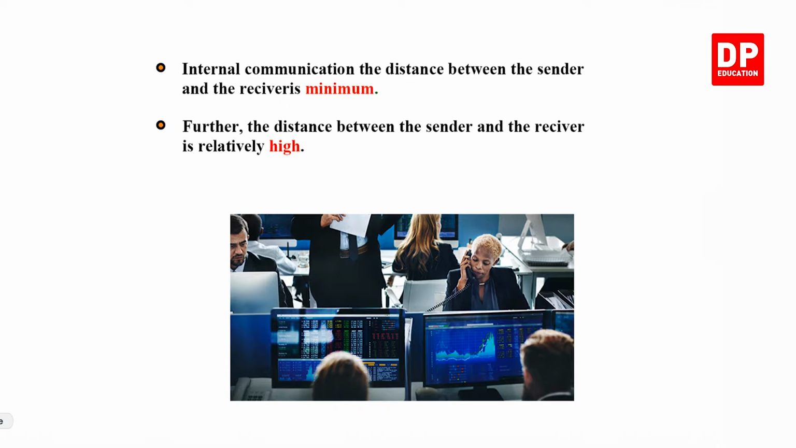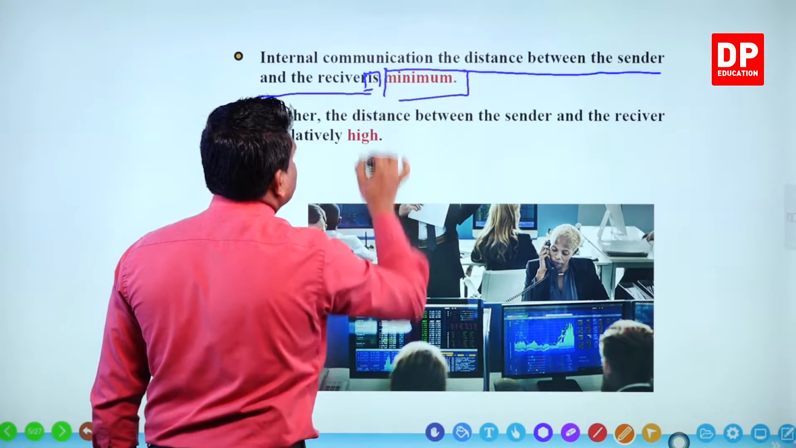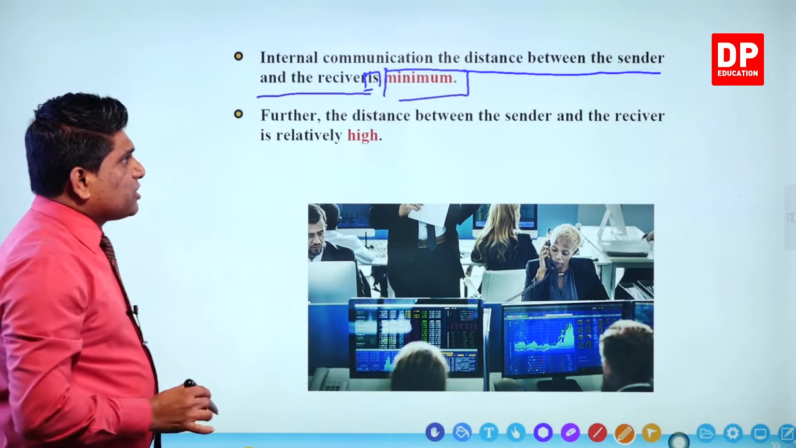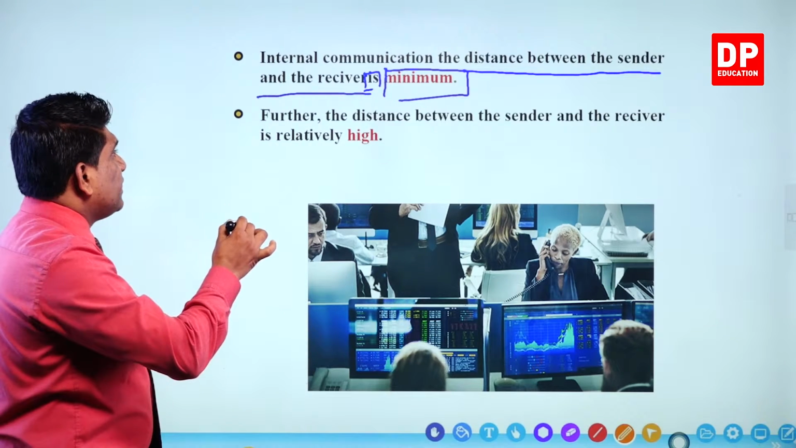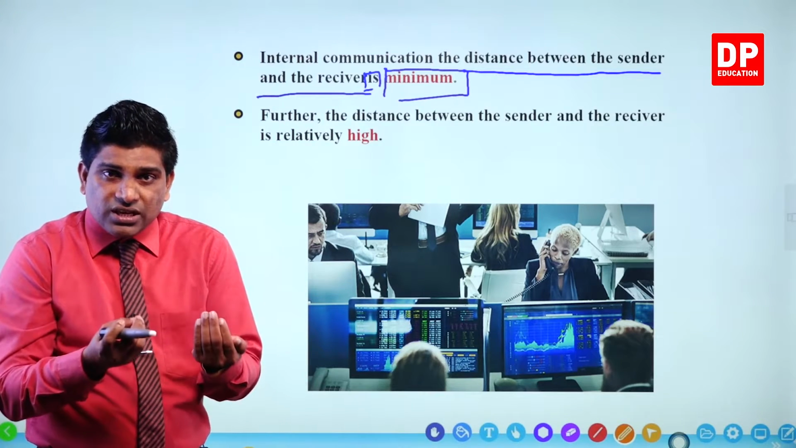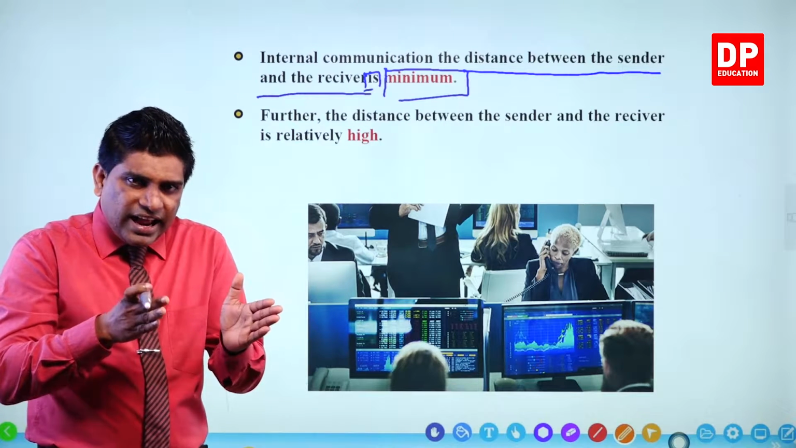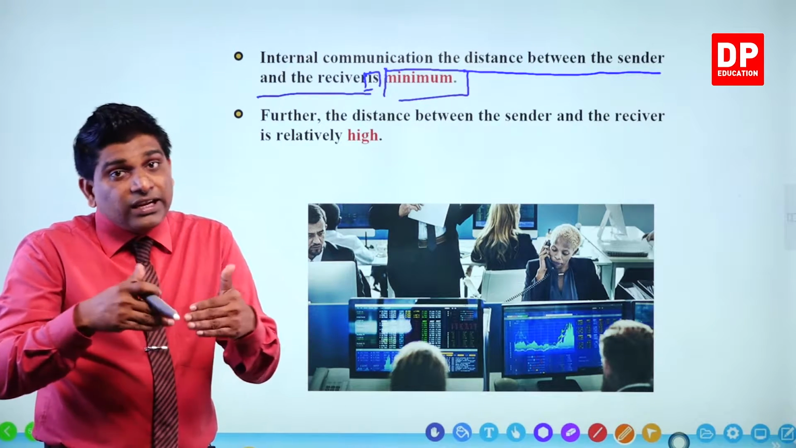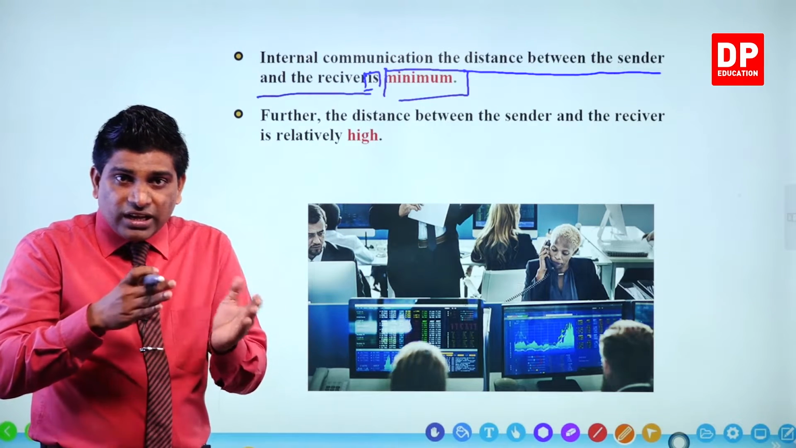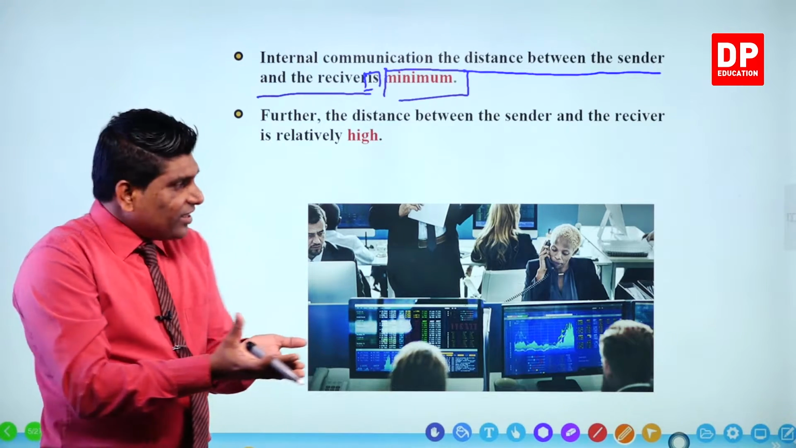Now, in internal communication, the distance between sender and receiver is minimum. Sender means who sends the message, who gives the message. Receiver means who gets the message. The distance between sender and receiver is minimum in internal communication. Why? They communicate their ideas and information within the organization, right?